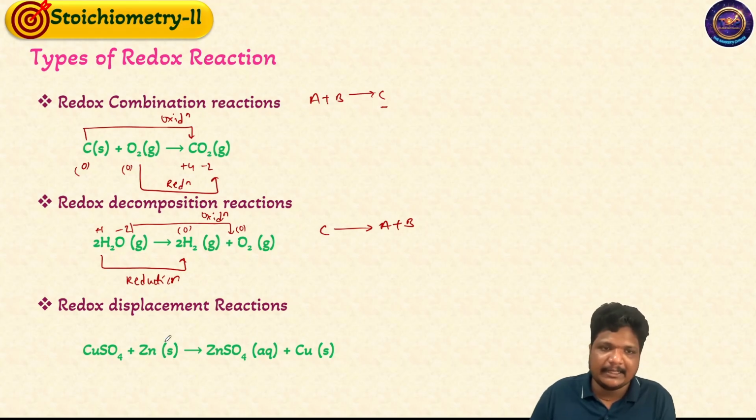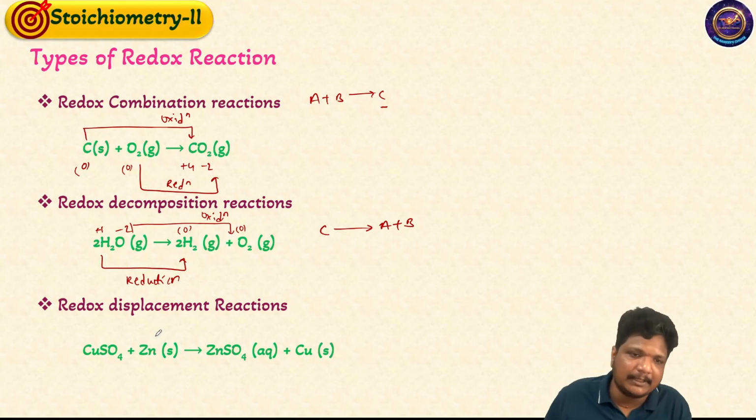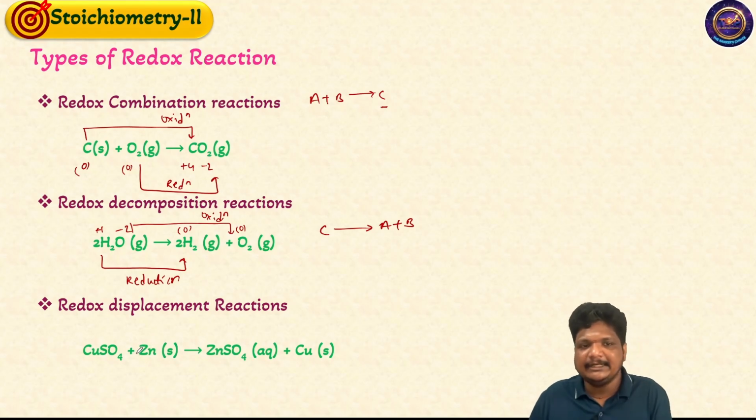Next one is redox displacement reaction. So one species displaces the other species. So ఒక దాని ప్లేస్ లో ఇంకొకటి రిప్లేస్ అయితే దాన్ని డిస్ప్లేస్మెంట్ అంటాం.